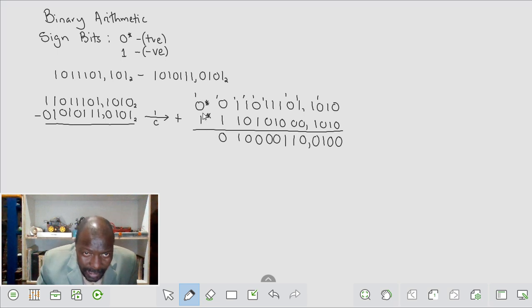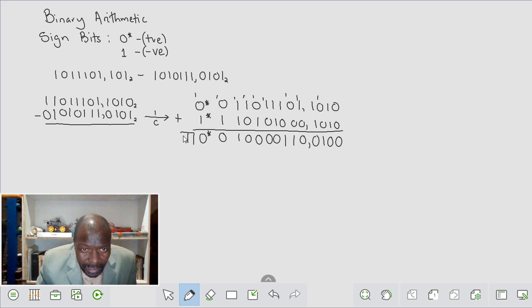Now, the sign bits are involved in the addition. When we were complementing, we didn't complement the sign bits, but in the addition they are involved. So that 1 plus 1 there, our sign bit is now positive, which makes sense because we're subtracting a smaller number. Our new number is going to be positive, but it was a carry.